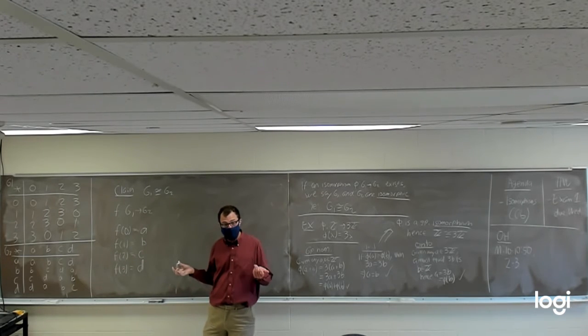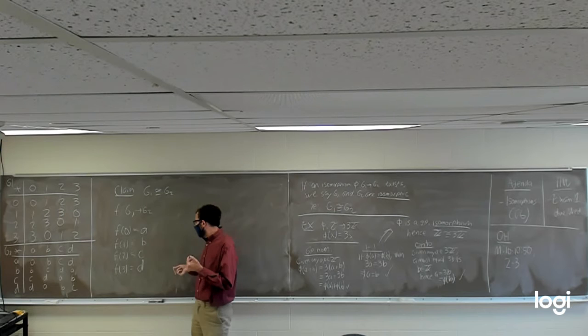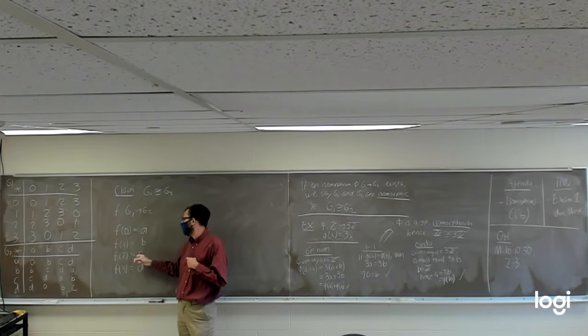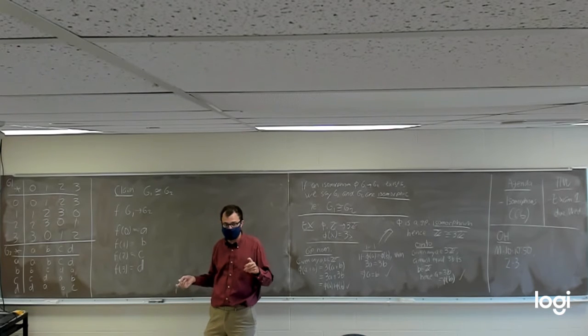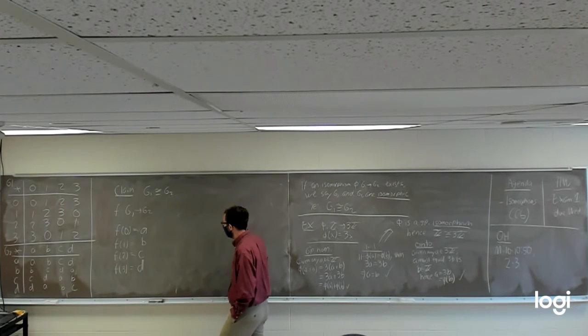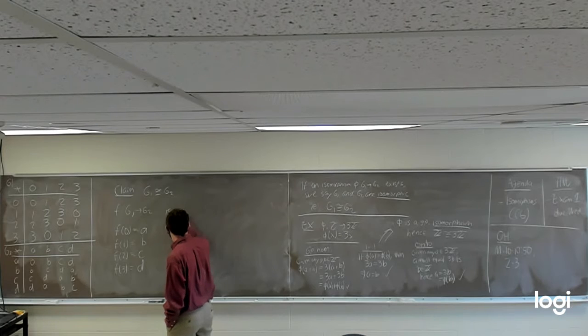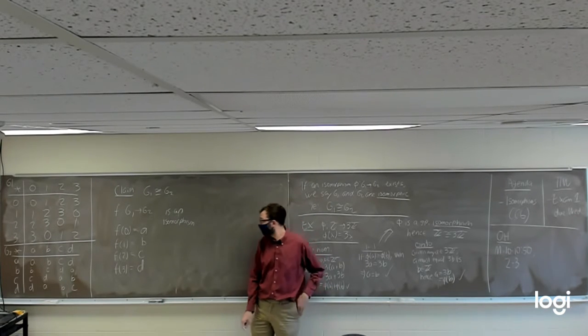f of 1 times f of 1 is f of 1 plus 1. f of 1 times f of 2 is f of 1 plus 2, etc. We have to check all of these different equations to make sure they're true in order for it to be a homomorphism. If you want to check, be my guest. I'll just tell you it works out. But the fact that you all thought these two groups look the same is actually a result of them being isomorphic to each other.